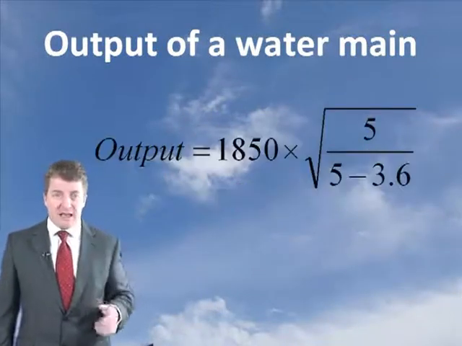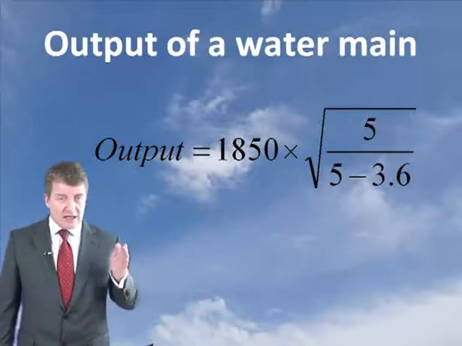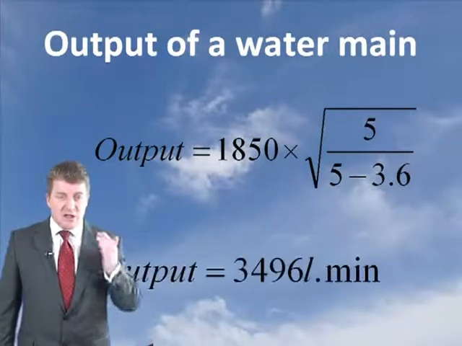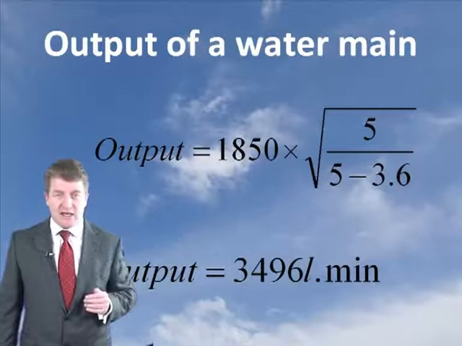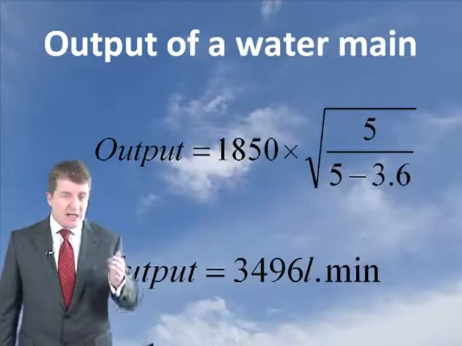Well, this is the formula here. If you put all known variables in there, you get a maximum output of the main at 3,496 litres per minute. Let's do another example.